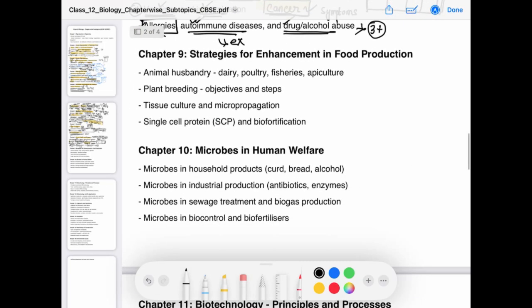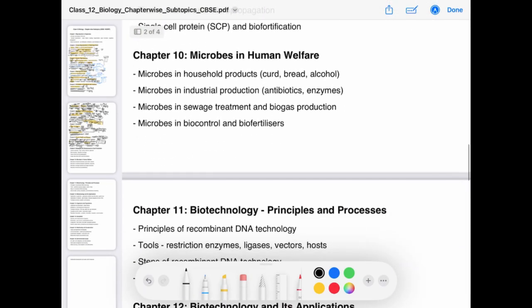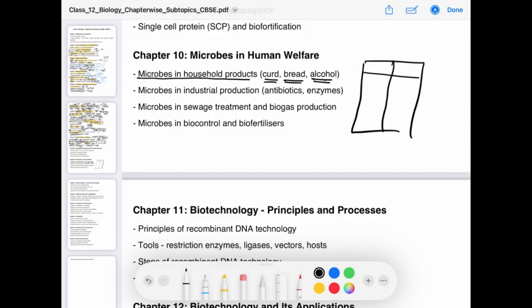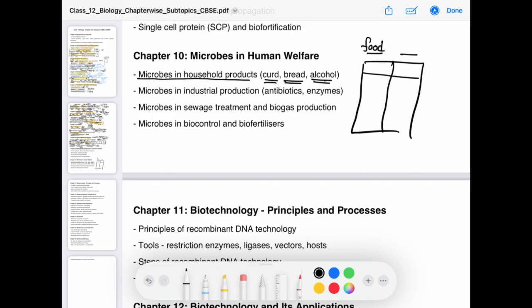Next is microbes in human welfare, right? For that you have to know about the microbes in household products, how they help in curd production, bread production, alcohol production. Okay, you can create a chart of it here also. Write different food items, and write the microbes that are used during this food preparation. Then is industrial production, how it helps in antibiotic production and enzyme production, that you have to read also.